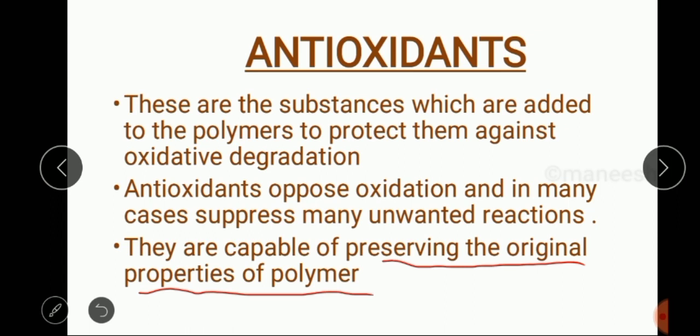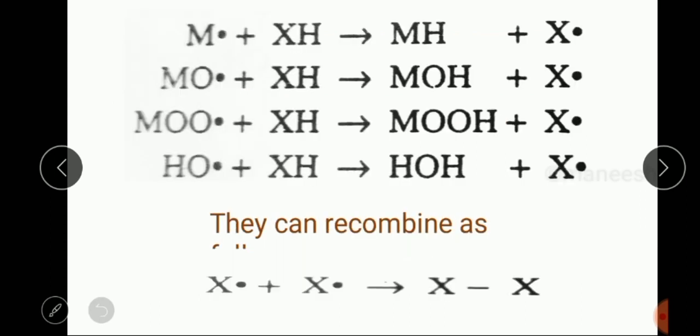There are various routes by which antioxidants can arrest a reactive polymer radical, that is peroxides or hydroperoxides, and thus prevent a polymer M from degradation brought about by these active radicals. Here, M radical, MO radical, MOO radical and OH radical represent the active radicals and XH is the antioxidant. X radical represents the stabilized radical.